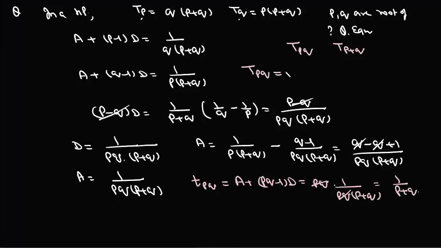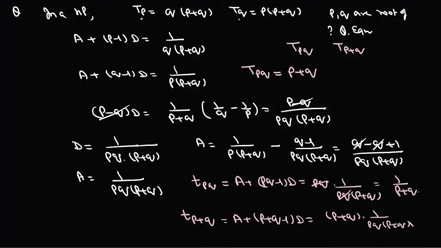So the corresponding term for this HP will be simply P plus Q, and for this AP, if we write T(P plus Q), it will be A plus (P plus Q minus 1) into D. Now here also this 1 will cancel, so we get (P plus Q) into 1 upon PQ(P plus Q). So this value is 1 upon PQ. So the corresponding HP will have the (P plus Q)th term as P into Q.